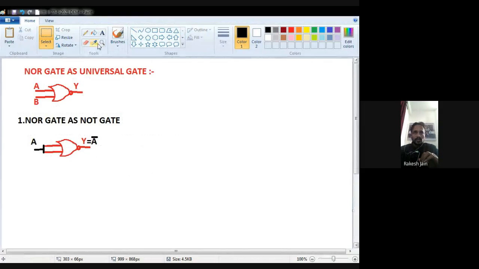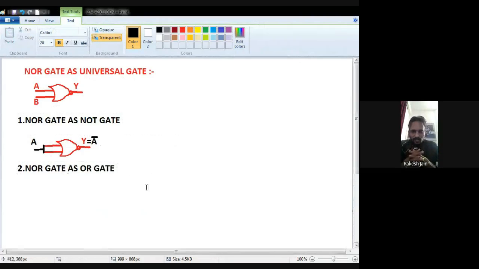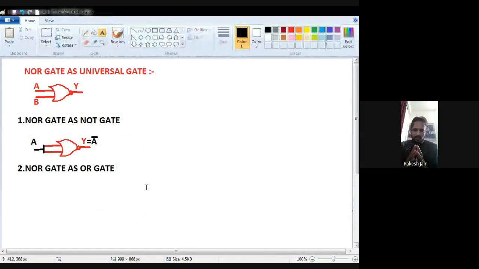Now the second one is how a NOR gate can behave as an OR gate. We know the difference between a NOR gate and an OR gate. If we talk about the symbol, a bubble is at the output. If we talk about the basic definition, in case of OR gate, any input is 1, output is 1. But in case of NOR gate, any input is 1, output is 0. It means NOR gate is just opposite of the OR gate.